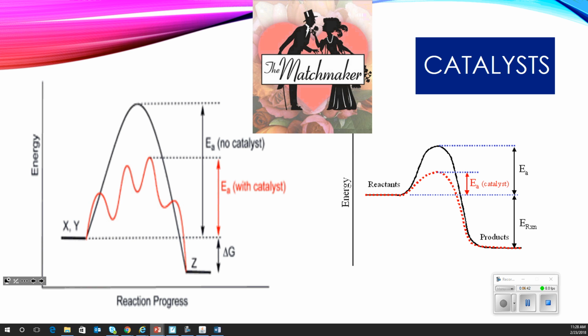Okay, so a catalyst lowers the activation energy. Sometimes it speeds it up, like this one on the right would speed it up. On the left, it might not speed it up, but it lowers the activation energy. It lowers the amount of energy, so I don't need as much heat to make it through. Okay?